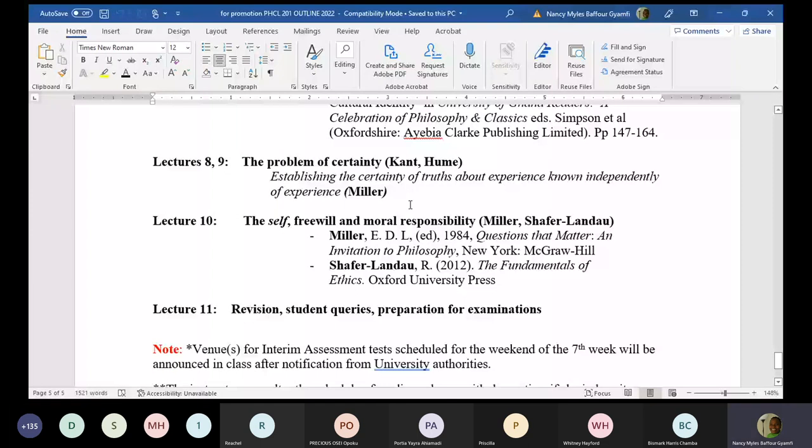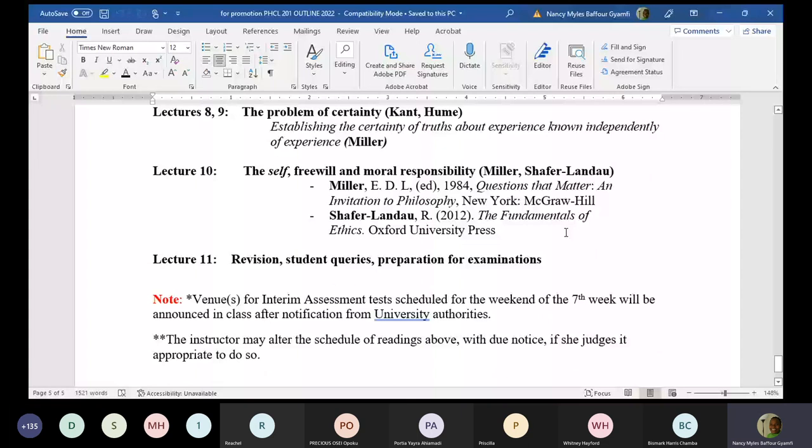It will just build a little on what you know from level 100, rationalism, empiricism, but this one builds on it to show you the problem of certainty. Okay. What can we be certain of? Are they analytic, synthetic, those things? Okay. Then the self, free will, and moral responsibility. Remember Ortega. Remember the existentialist thinkers that we had.